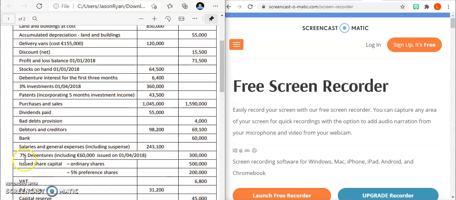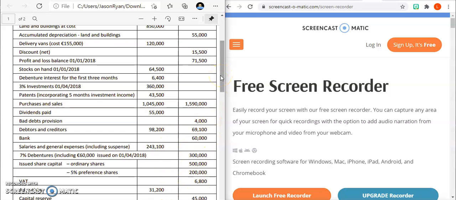So we have 7,000 debentures, including 60,000 on the 1st to 4th. We'll calculate the total debenture interest, then calculate how much should have been paid for the first 3 months, and then calculate our debenture interest due. Then we'll do our plus or minuses on the trial balance to see whether our suspense is going to go up or down and how it affects the debits and credit side.